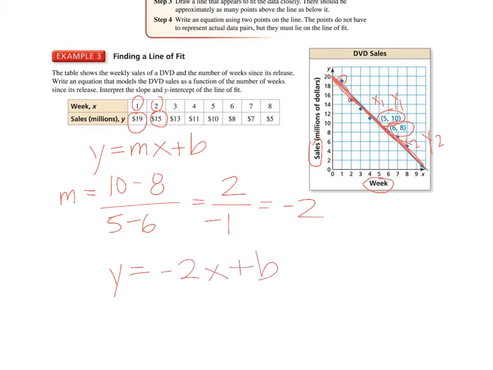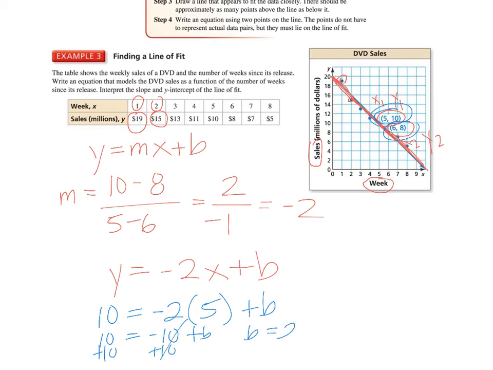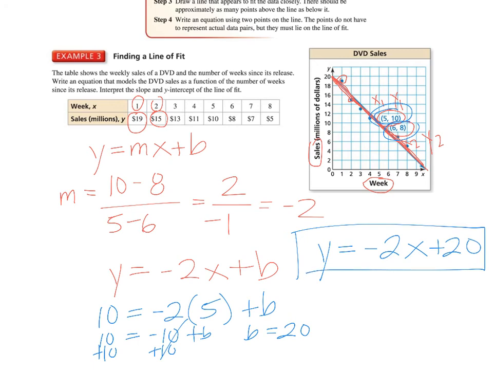So I have y equals -2x plus b. Now how do you figure out what b is? Well, you use either point. I'll use (5, 10). Use the x and y values, and we have 10 is equal to -2 times 5 plus b. So I have 10 equals -10 plus b, add 10, and b is equal to 20. So I'm going to have y is equal to -2x plus 20. There's my equation that describes the line.